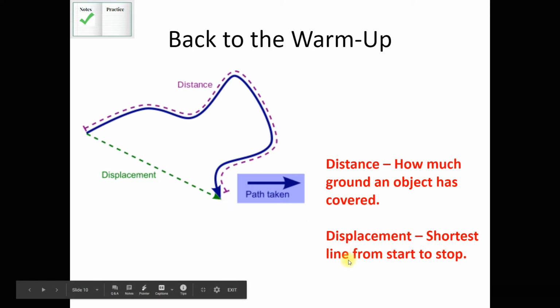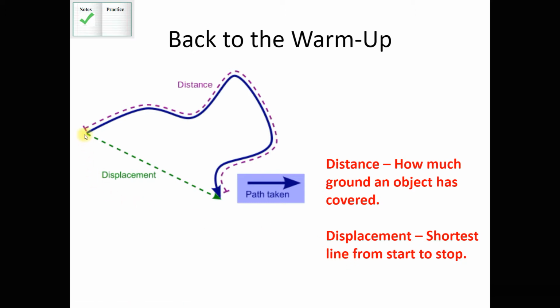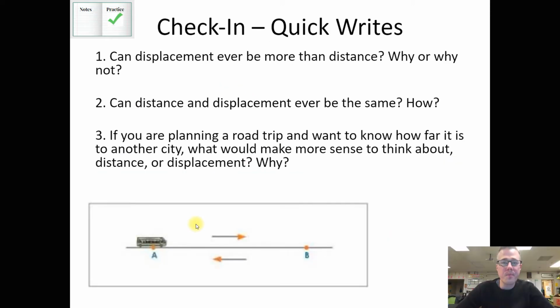But your displacement is a direct line from start to stop. So your displacement is like how far in a straight line from wherever you started are you now. So the person didn't actually walk this green dotted line, but that's their displacement. Displacement is a straight line. So make sure that you have the definition for these two words in your notes.